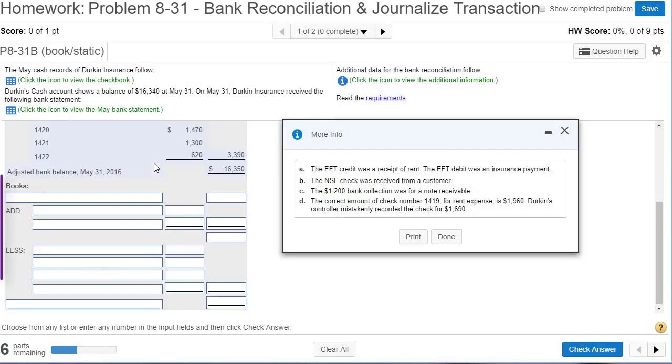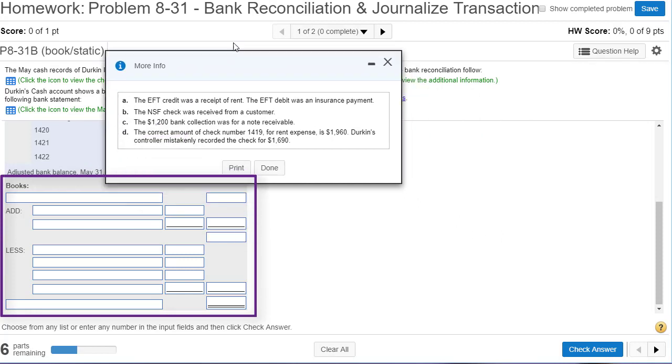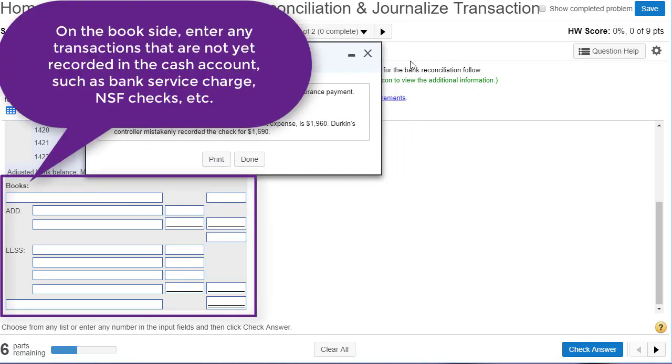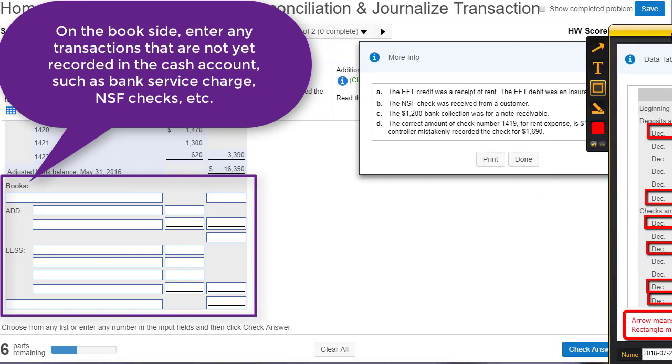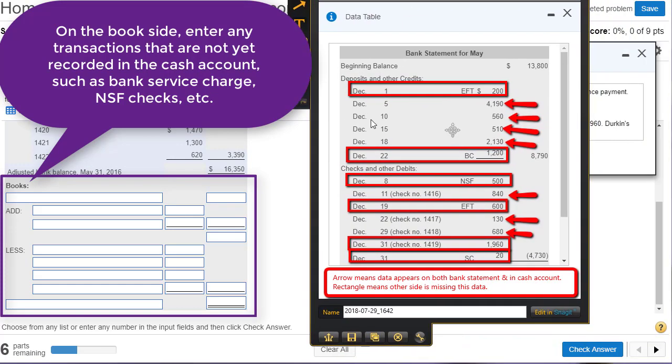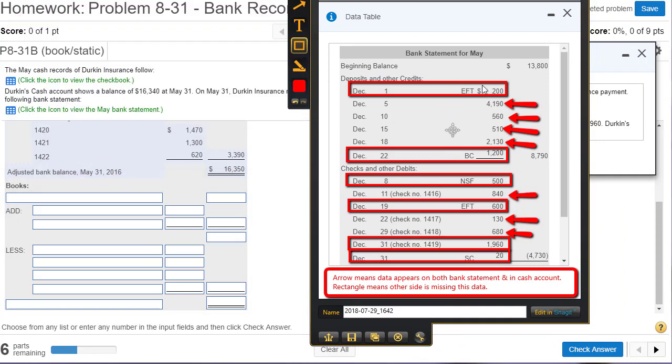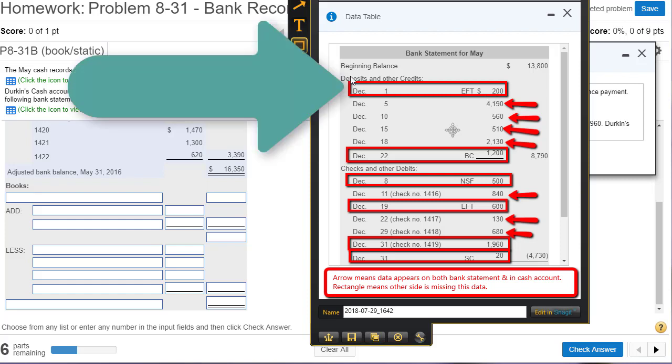Okay, now we're on the book side. So on the book side, we have to enter anything that was on the bank statement that we did not know about. So remember, we put rectangles around things that we did not know about. So we've got lots of things that we did not know about. So let's start with this $200 EFT. Now this is a deposit.